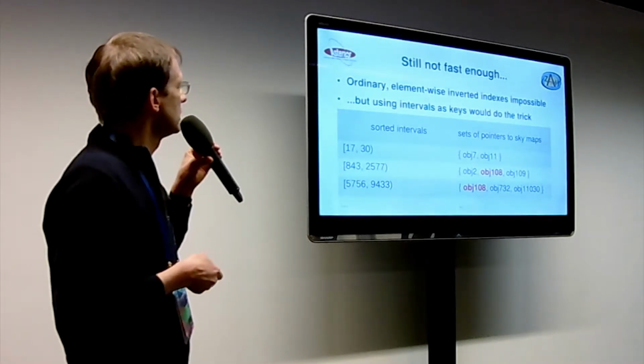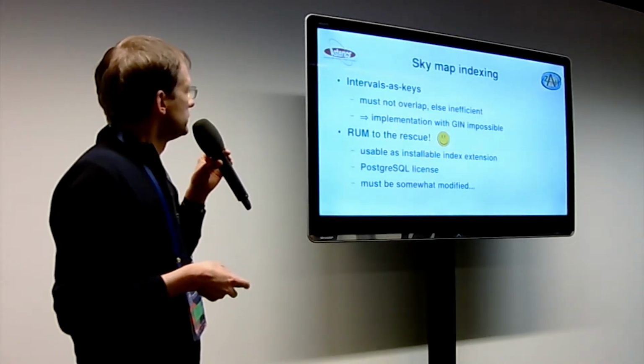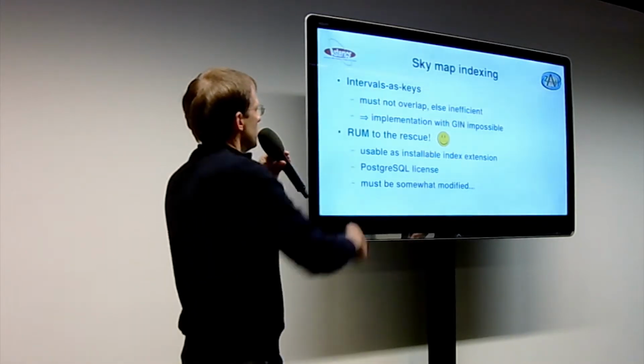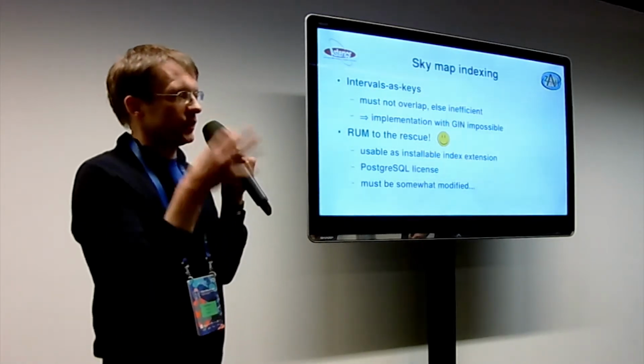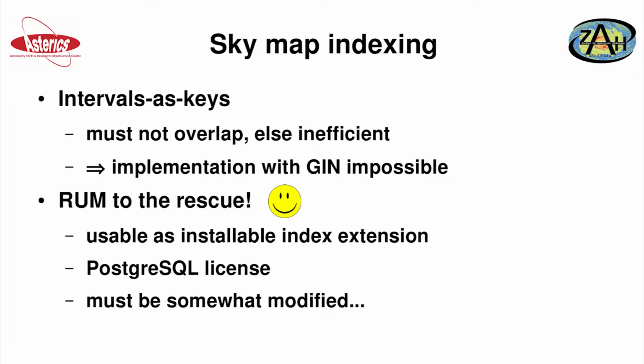And this is the main topic of my talk. However, it's important that these intervals must not overlap, because otherwise we would have no real improvement from the index. And this, as I said before, is not possible with GIN. However, with the RUM access method for Postgres, released last year, I saw a way to solve this problem.